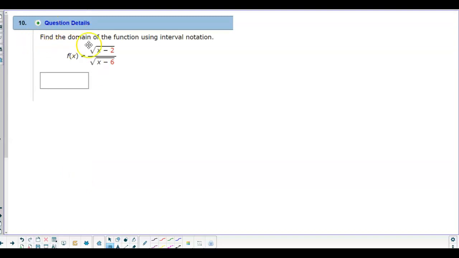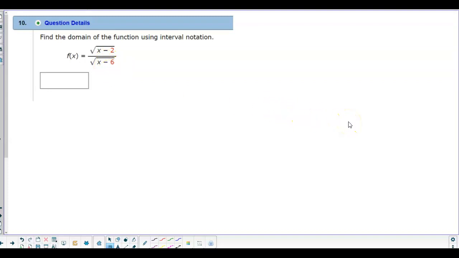Question number 10, we want to find the domain of the function using interval notation. So in this scenario, both indexes in the numerator and denominator are even. So we need to find the domain under the radical. And so what we're going to do is the following.